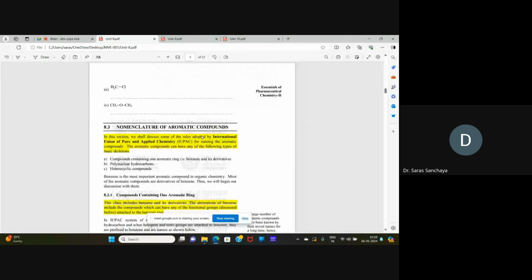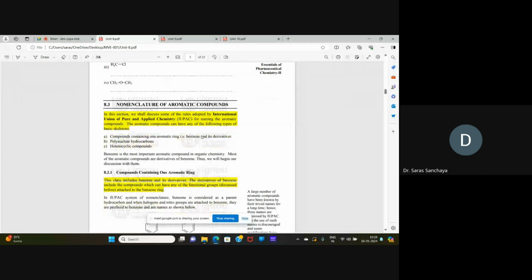Now, nomenclature of aromatic compounds. In this section, we shall discuss some of the rules adopted by IUPAC, that is International Union of Pure and Applied Chemistry, for naming the aromatic compounds. The aromatic compounds can have any of the following types of basic skeleton.